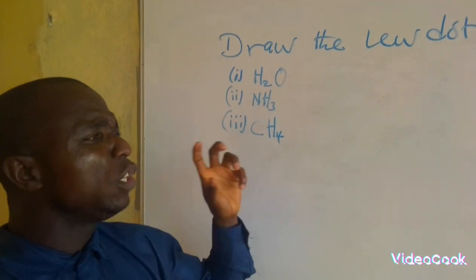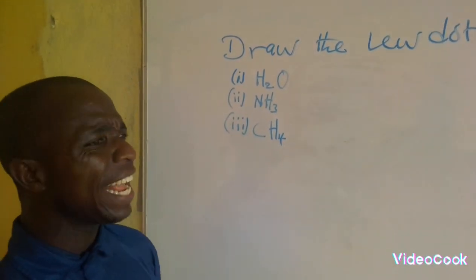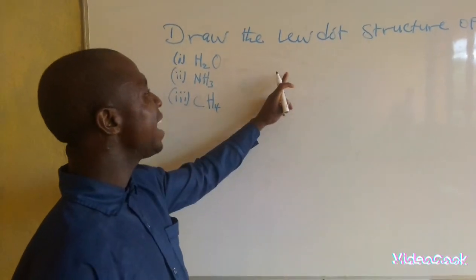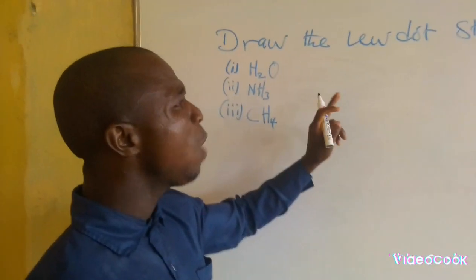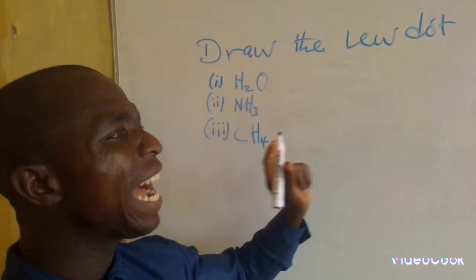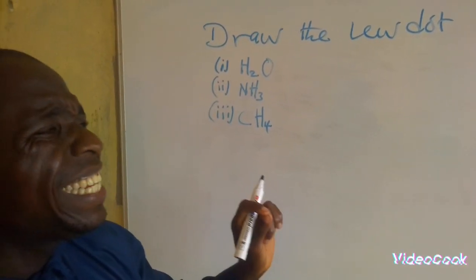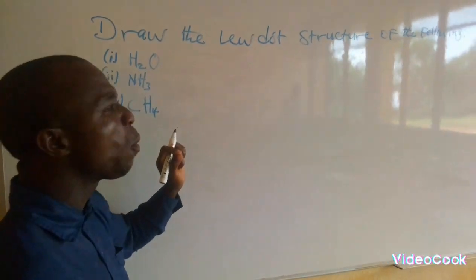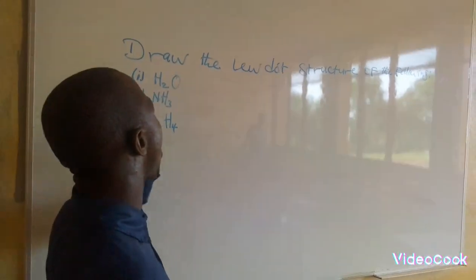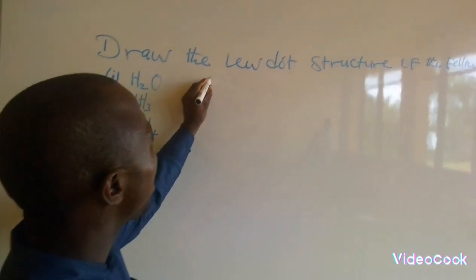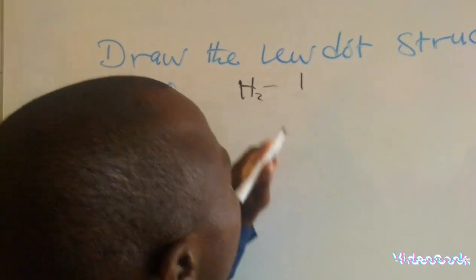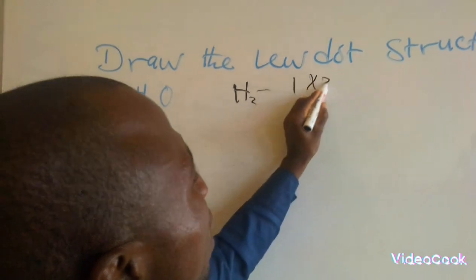First, we need to look at the number of valence electrons present in water. In the water molecule, we realize that there are 2 atoms of hydrogen and 1 atom of oxygen. What is the valence electron of hydrogen and what is the valence electron of oxygen? Let's look at hydrogen. Hydrogen has a valence electron of 1, so we get 2 electrons here, which means we have 1 times 2.